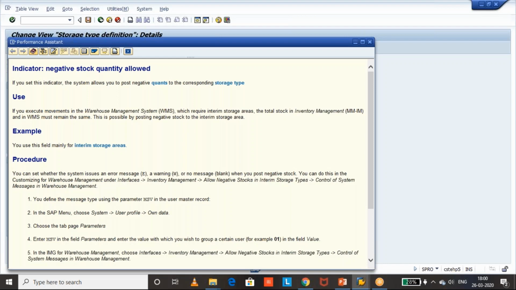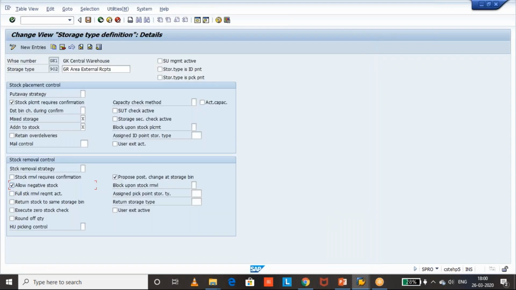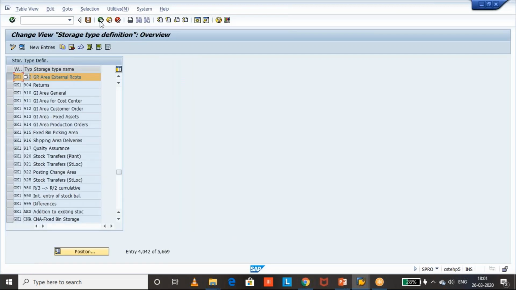This is what happens with the configuration at the storage type level, whether you want to allow the negative stock or not. So it can be controlled at the storage type level, and the storage bins which are under the storage type can have a negative stock if you activate this indicator. This is one of the interview questions that was asked, so I showed where the setting is available and how we activate the negative.